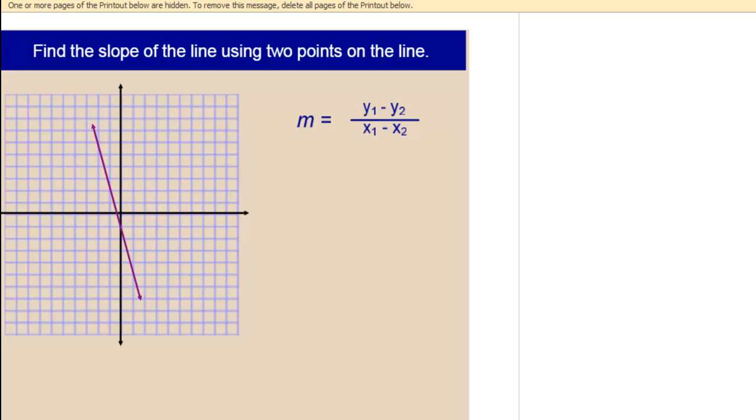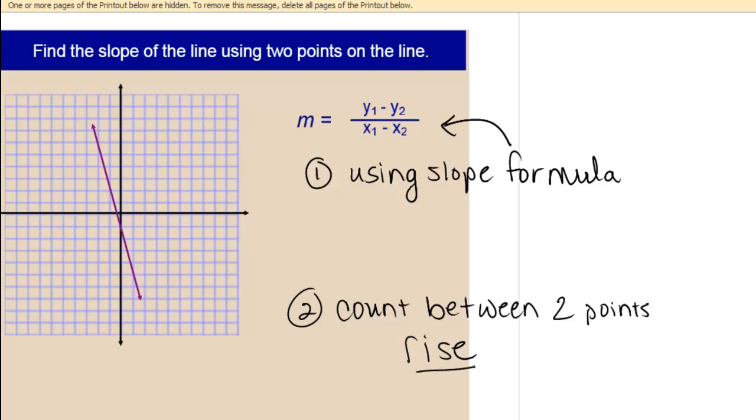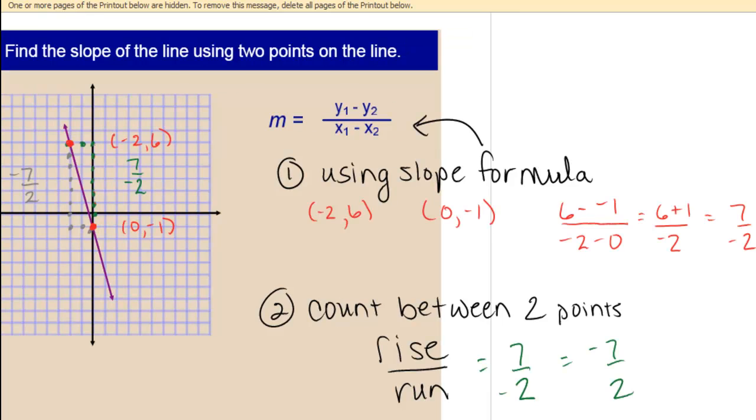So in this example, I want you to find two ordered pairs. I want you to find your slope both ways. I want you to find your slope the first way using your slope formula above. Okay, so use that. And then the other way is I want you to count to confirm. Count between 2 points and find the rise over run. And both of these should give you the same slope. Go ahead and try that.